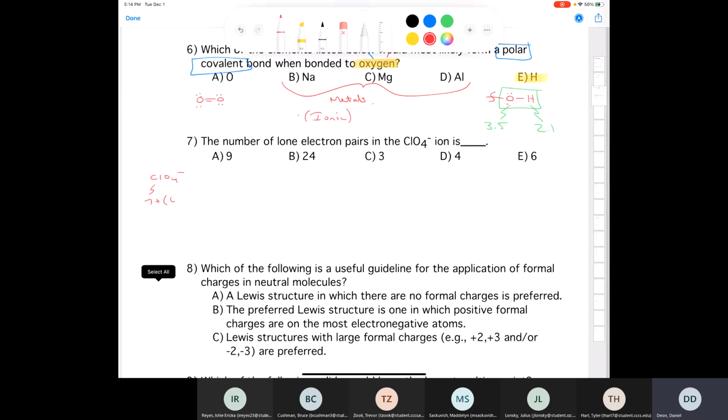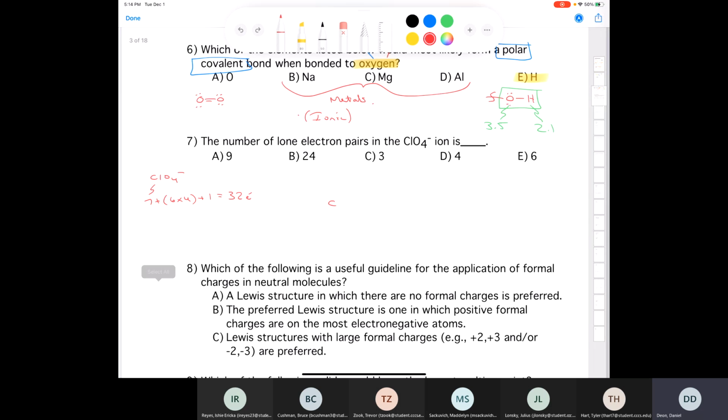Oxygen is in group 6. It's got 6 valence electrons. 6 times 4 is 24. 24 plus 7. And then we add 1. And we get a total of 32 electrons. And so I have my 32 valence electrons. Chlorine is going to be my central atom.